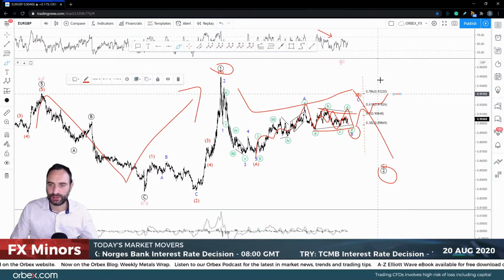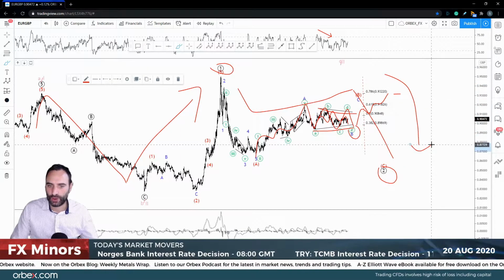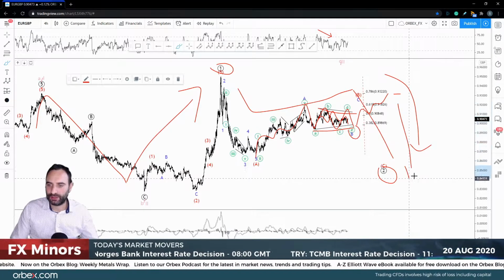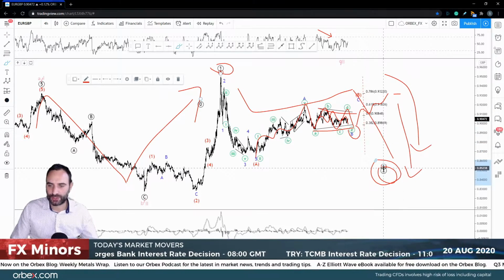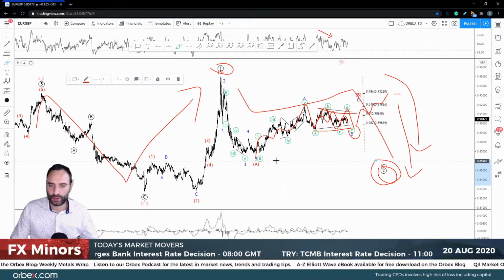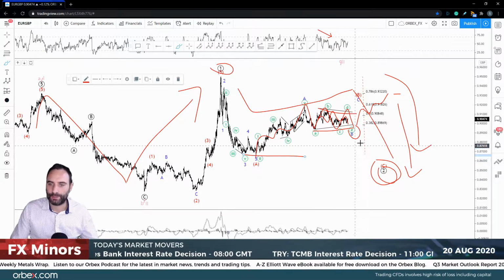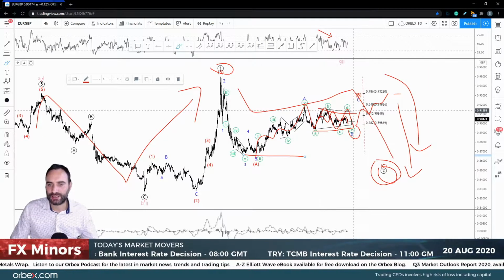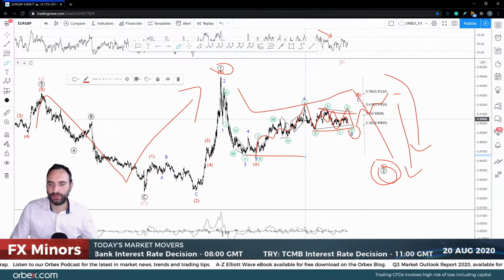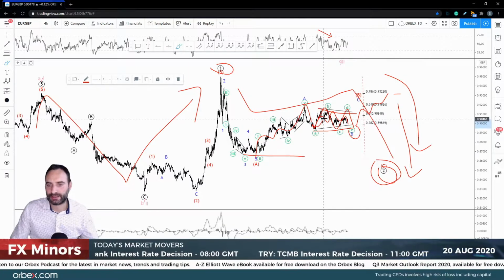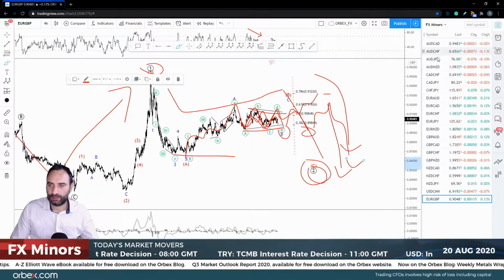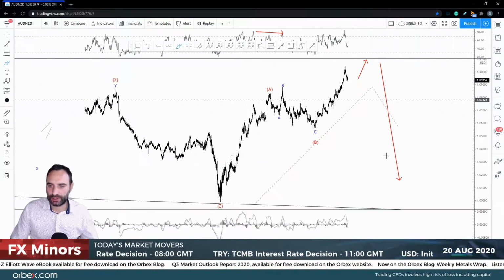That is the 78.6 Fibonacci retracement of wave A, and then start moving lower for wave C, which is also going to be wave 2 in the primary degree. Obviously, this is going to be below the previous low of 0.86. In case this doesn't turn into a triangle, most likely it is going to be some sort of complex pattern. Now, jumping quickly to Aussie against Kiwi.